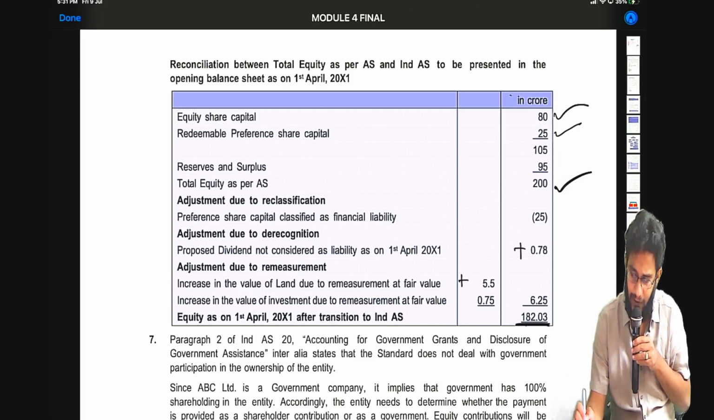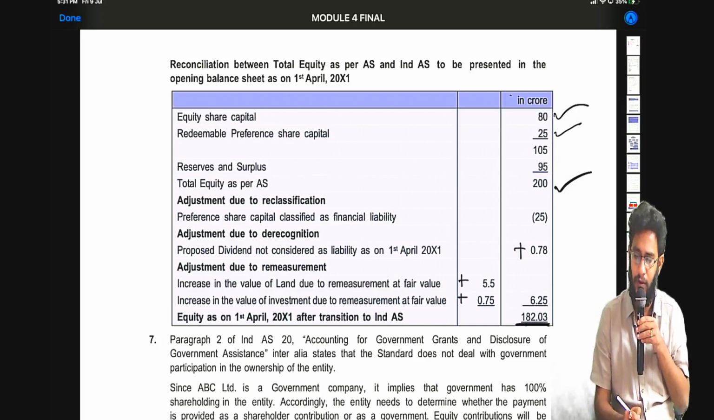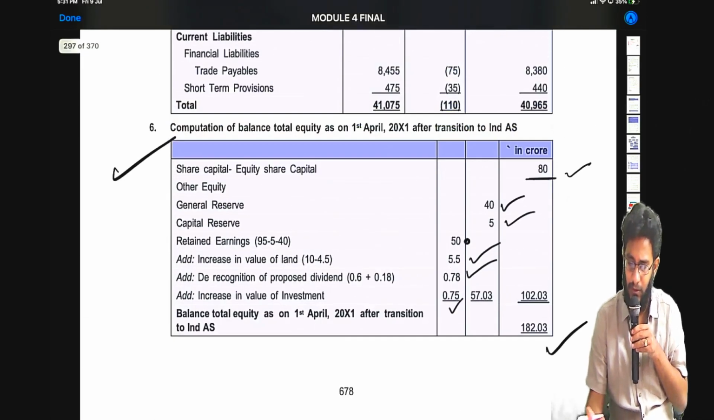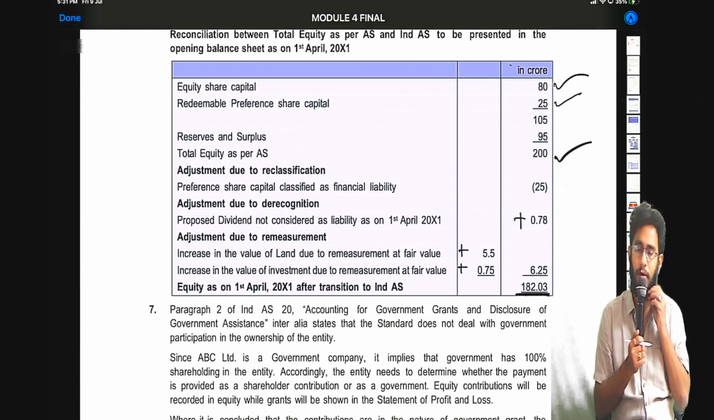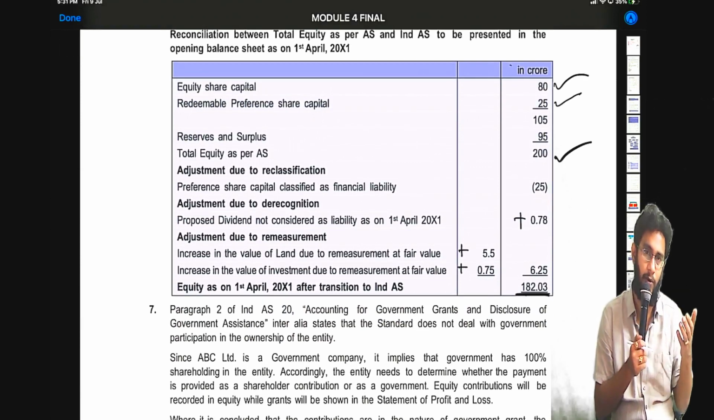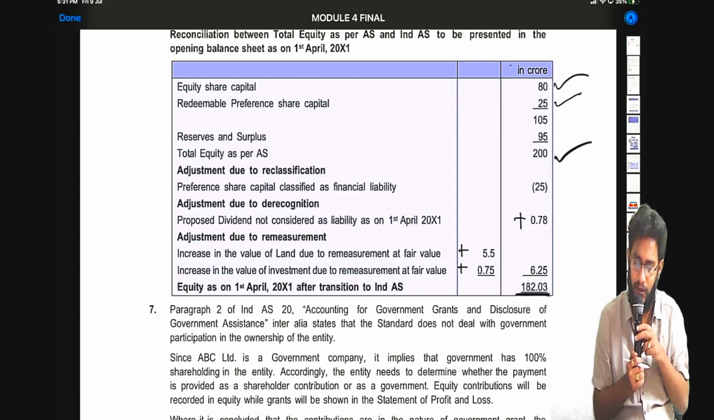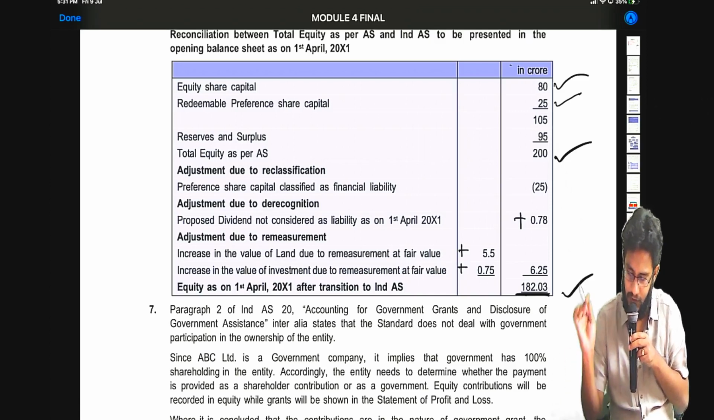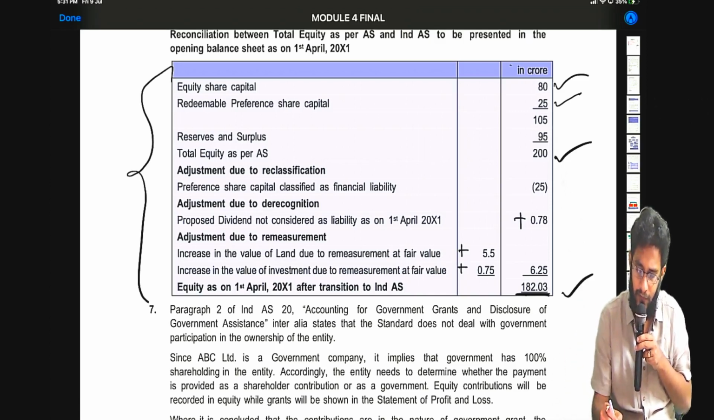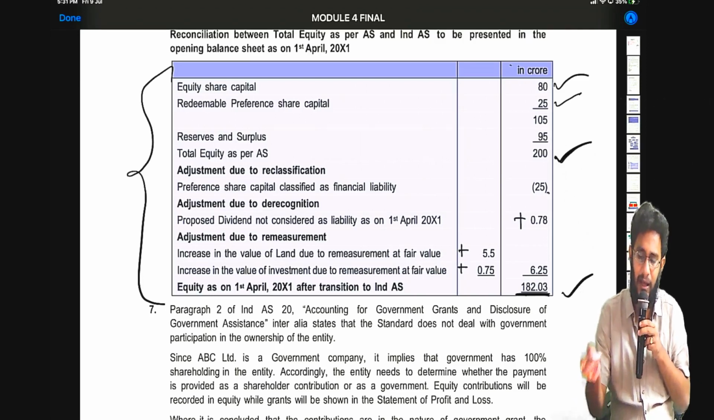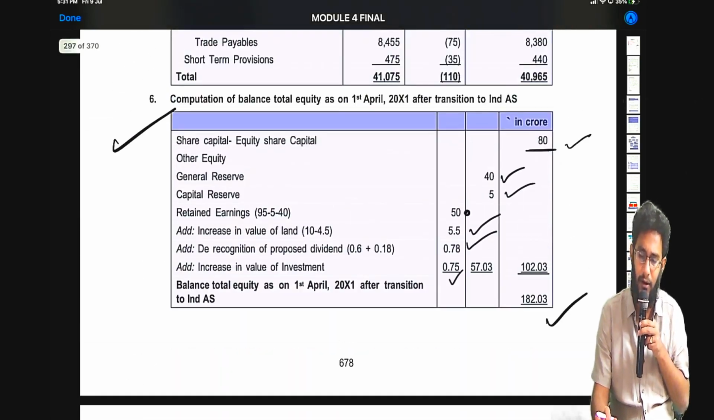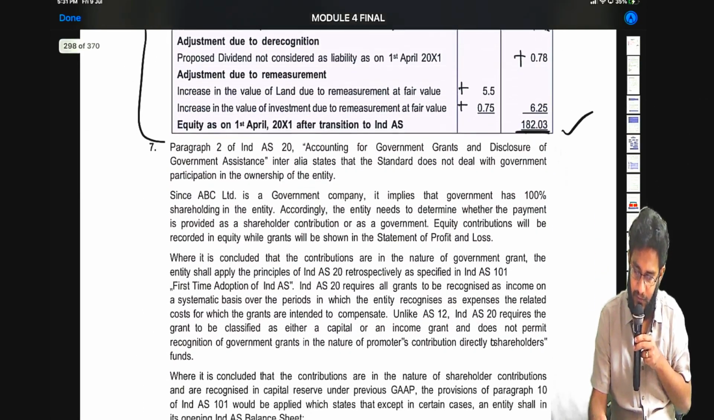Land fair valuation will increase, investments fair valuation will increase. The same 4 adjustments, whatever you have done here, same here. Only thing is, there you did not touch preference share capital removal because you are talking only about the equity retained earnings adjustment there. Here, reconciliation is there. So here gross you have taken in the past, from that you are removing. If you ask me direct equity under Ind AS, then I will not even take preference share capital in the first place. So preference share capital adjustment will not be there.